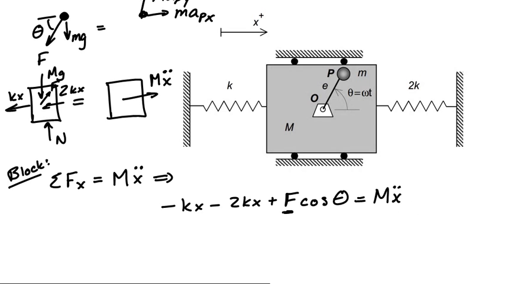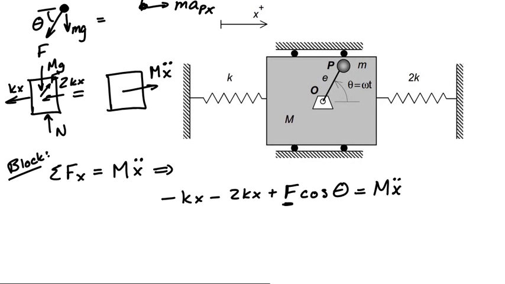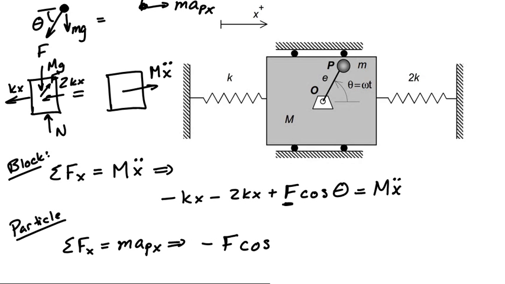Now clearly I still have this force from the rotating imbalance in here, so I'm going to need to figure out what that is. And the way I'm going to do that is I'll now look at the particle. And if I look at the particle and I do this in the x direction, I can sum forces in the x and set that equal to m times a_px. And if I look at the x direction forces on this particle, I'm going to have minus F times the cosine of the angle theta is going to equal the mass of the particle times its acceleration in the x.